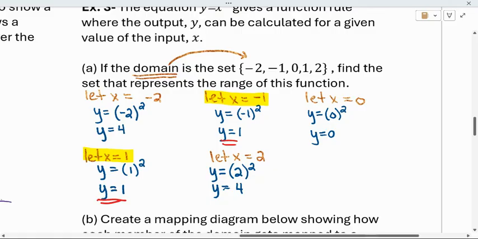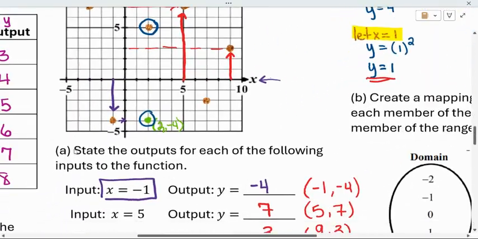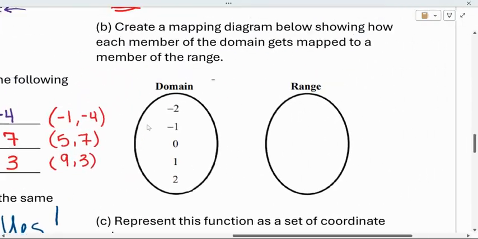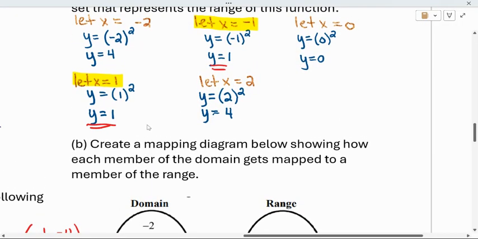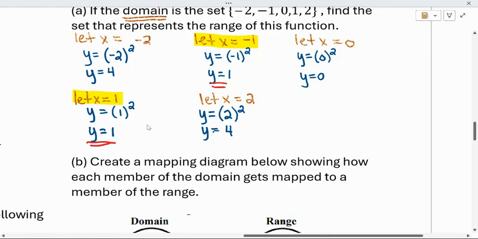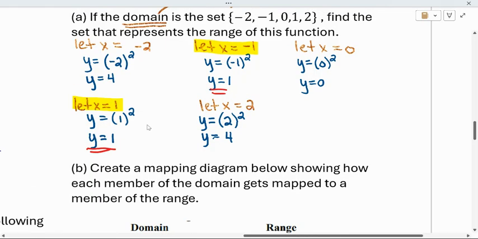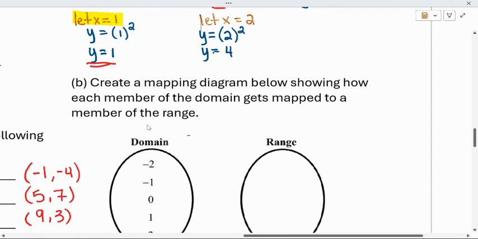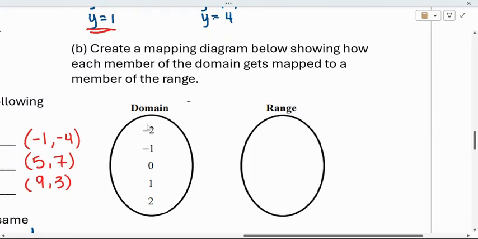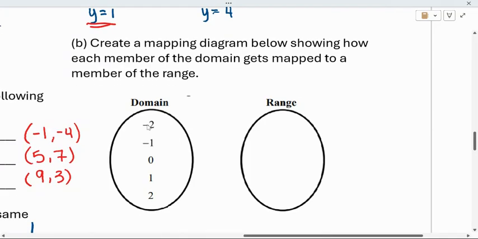That was this question right here. Can 2 different inputs have the same output? Yes, they can. We just showed it right here. 2 different inputs have the same output, okay? Got it? Okay. We have to create a mapping to show how each input value is mapped to the output.